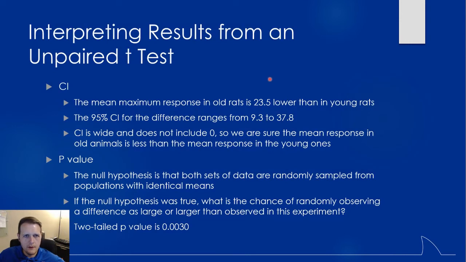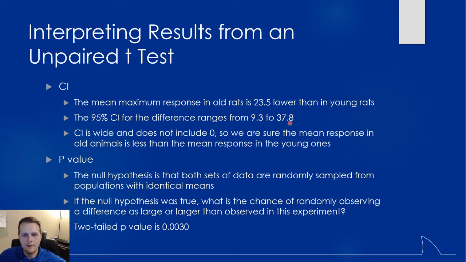And so how do you interpret the results from an unpaired t-test? Well, basically looking at the results here, you would see that the mean maximum response in the old rats was 23.5 lower, because you subtract one mean from the other, and that confidence interval was 9.3 to 37.8, meaning that if you were to extrapolate this data out and look at these old rats, you could say that it may range anywhere between 9.3% lower, or it may range all the way up to 37.8% lower, right?